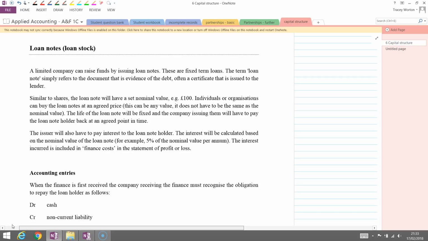The life of the loan note will be fixed, and the company issuing them will have to pay the loan note holder back at an agreed point of time. The issuer will also have to pay interest to the loan note holder. The interest will be calculated based on the nominal value of the loan note, so 5% of nominal value, for example. The interest incurred is included in the finance costs of the statement of profit or loss.